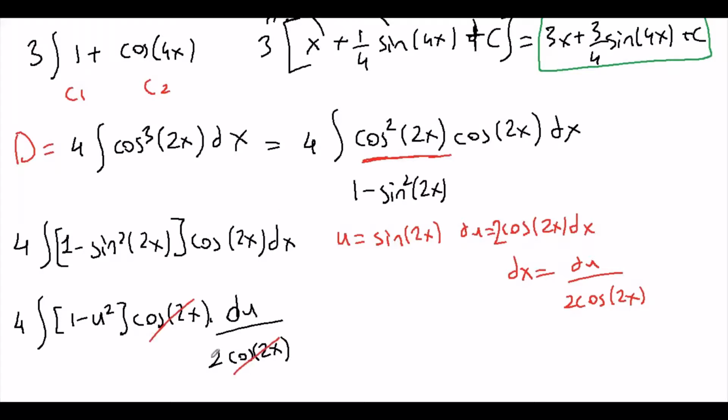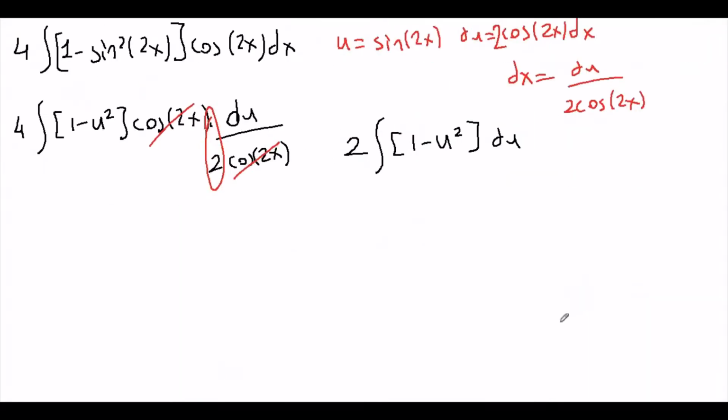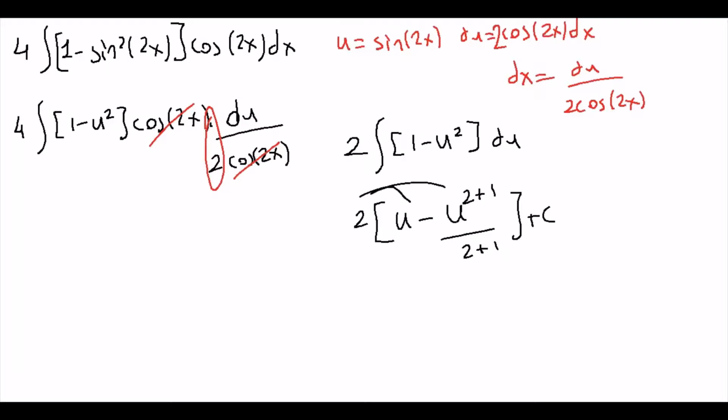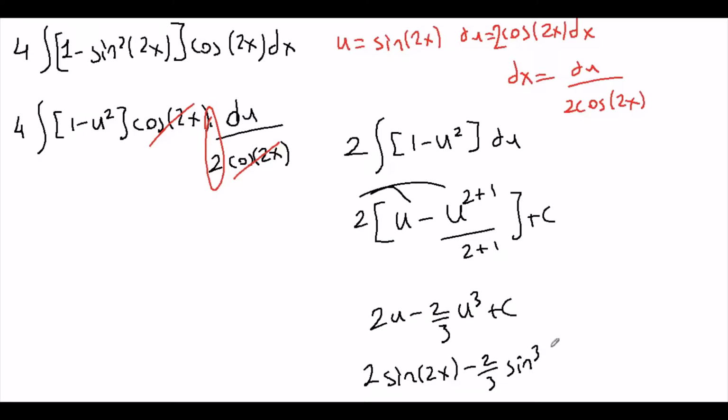Cosine of 2x cancels. If we pull 1/2 in front of the integral sign, 4 times 1/2 is 2, and we have 1 minus u squared du. Now we know how to integrate this. Antiderivative of 1 with respect to u is just u, and here we apply the power rule. We add 1 and divide by the power. And we can distribute 2 inside, so 2u minus 2/3 u cubed plus c. And if we bring u back, we have 2 sine of 2x minus 2/3 sine cube of 2x.